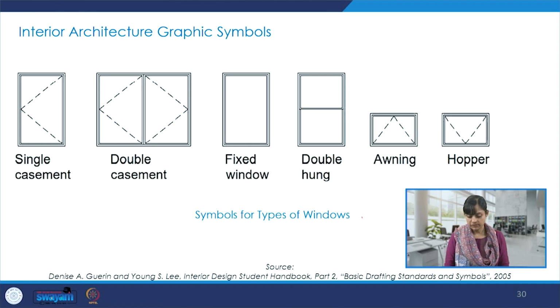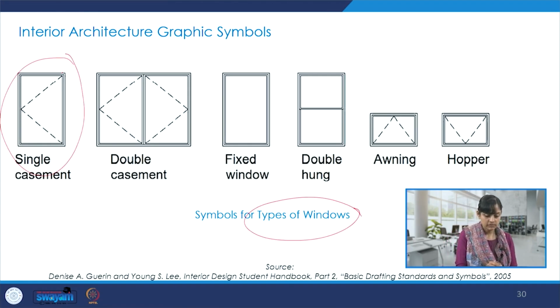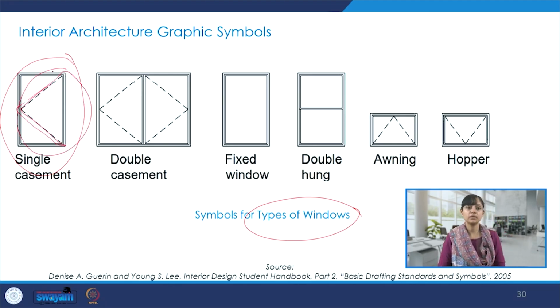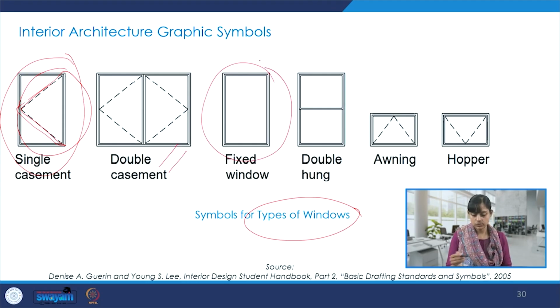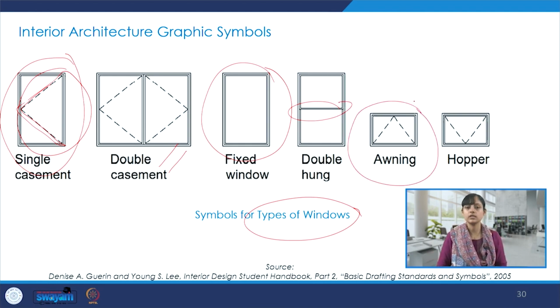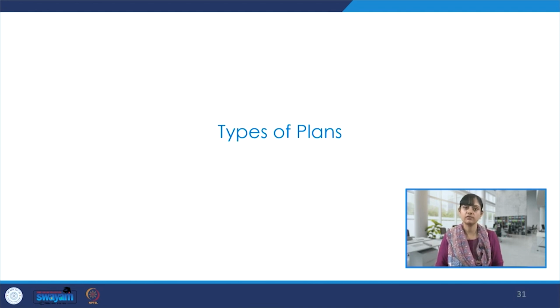And then there are different kinds of windows. We see again a single casement window, of course, with this dotted line that gives the idea of opening and direction. The double casement one, a fixed window, the double hung, where we see two portions, the awning that I just explained, and so on. So all these graphic symbols can be used very effectively.